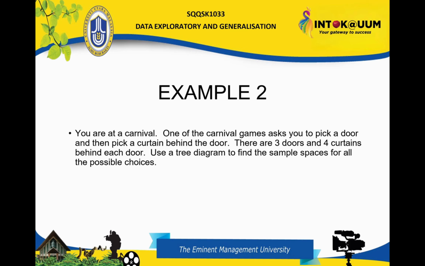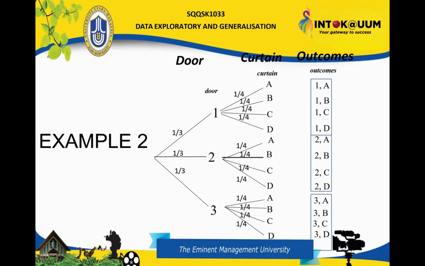Imagine you are at a carnival. A game asks you to pick a door and then a curtain behind the door. There are 3 doors and 4 curtains behind each door. By using a tree diagram, we can see there are 12 possible outcomes. Each combination of door and curtain is a unique result.